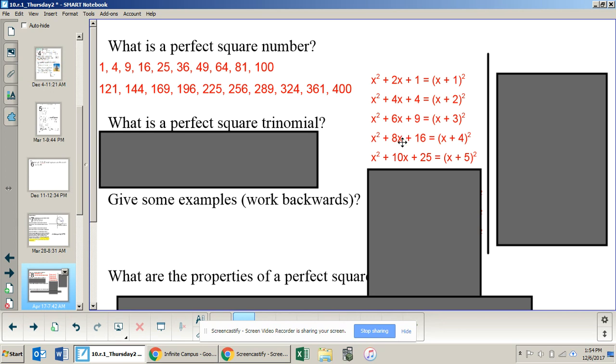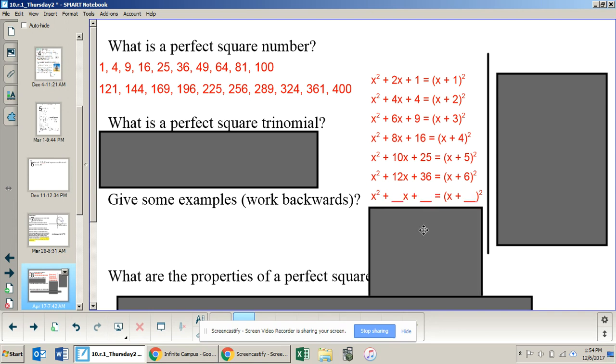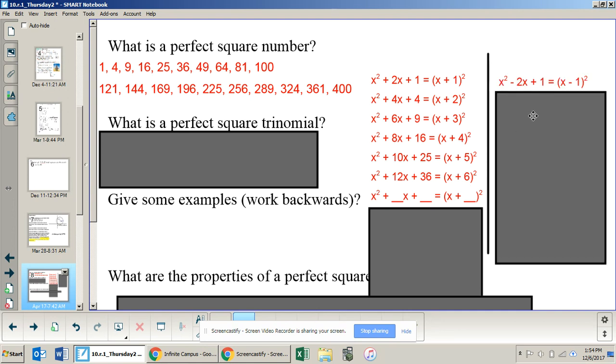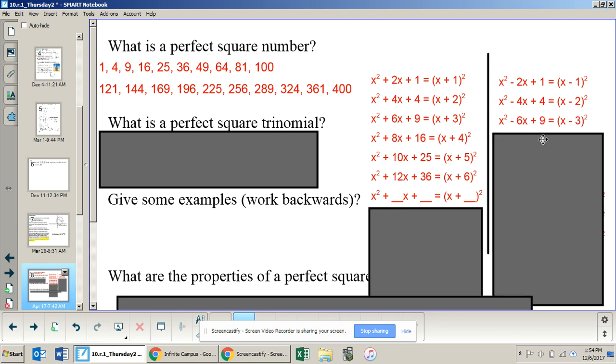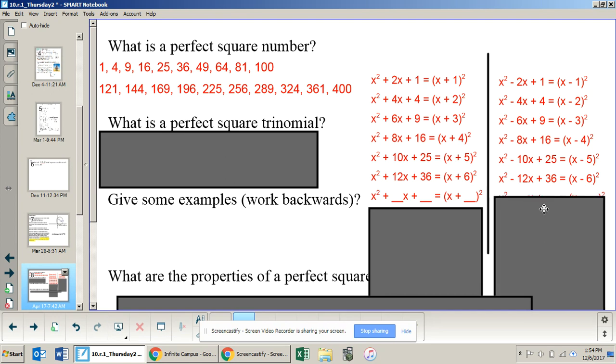Now do we see some patterns happening here? Here's a sixth one. Can you come up with the seventh one? Look for a pattern. Here are some more perfect square trinomials. X squared minus 2x plus 1, x squared minus 4x plus 4, x squared minus 6x plus 9, etc., etc. Can you tell me what this next one would be?